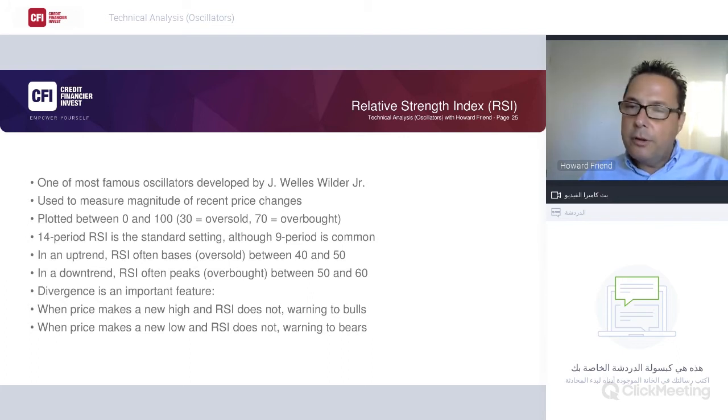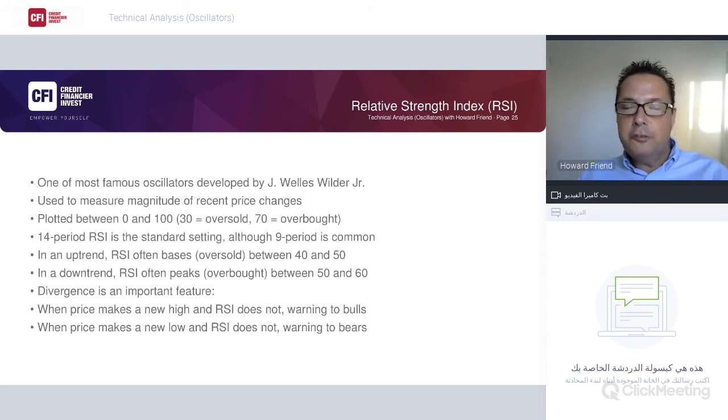So in an uptrend, going on the principle of shifting overbought and oversold levels, the RSI will typically base between 40 and 50. In other words, instead of basing down at 30 or below, it'll base between 40 and 50. And in a downtrend, it typically tops out, makes its overbought reading between 50 and 60 rather than 70, as is the standard default setting.